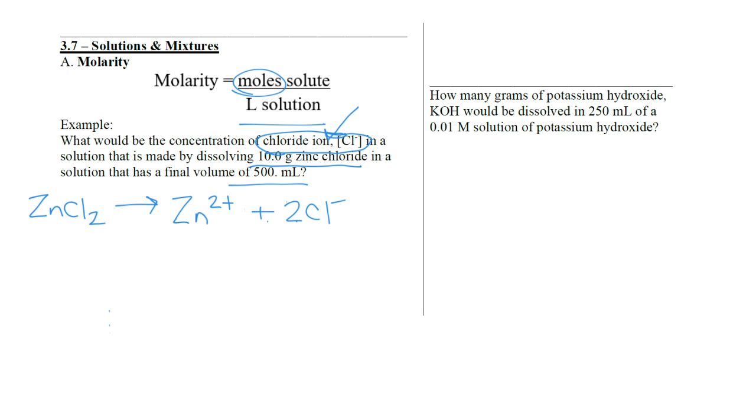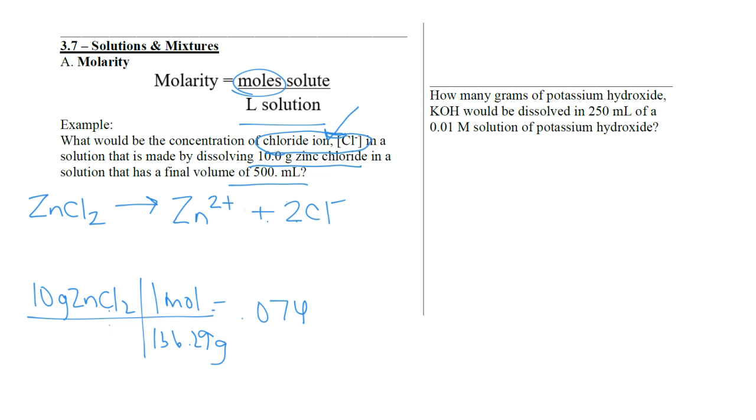But let's go ahead and figure out how many moles of zinc chloride I have first. So if I have 10 grams of zinc chloride, I just need to convert that into moles. So molar mass of zinc chloride is 136.29 grams per mole. That gives me 0.0734 moles of zinc chloride.